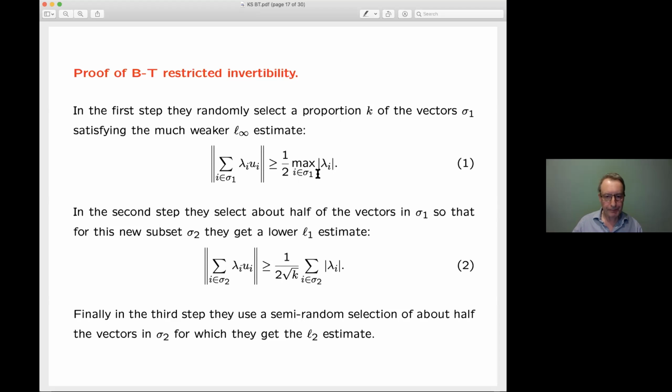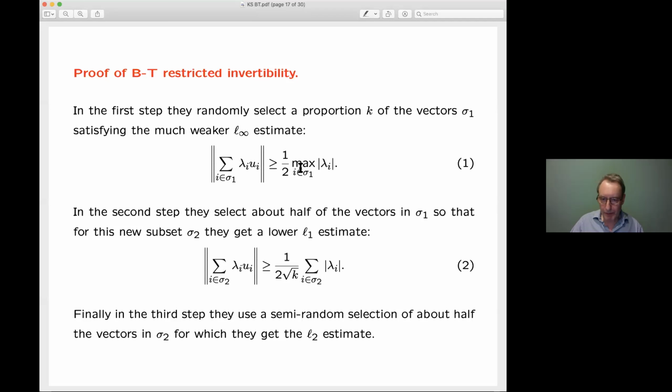That's what they did. Then the second step is a rather magical argument. So the first step is random. The second step is not random. It's a sort of deterministic selection in which they move from a lower infinity estimate to a lower L1 estimate. So this is now an L1 norm of the coefficient sequence, but with a 1 over root k. K is roughly the number of vectors that you've got. So everything's a proportion of everything else. So think of this root k as the number of vectors you've got.